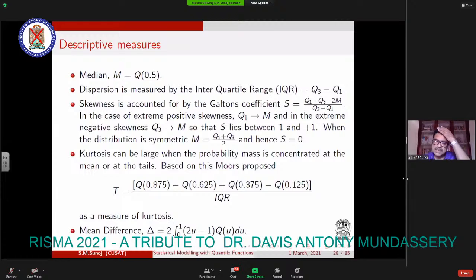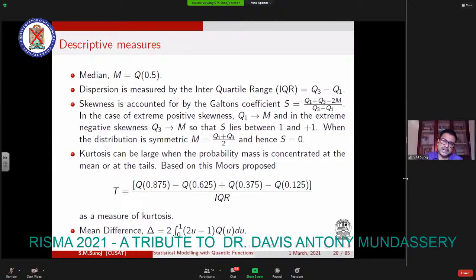Now, some of the descriptive measures in the context of quantile functions: by substituting U equal to 0.5, you get the median, and dispersion is measured by the interquartile range. What is the interquartile range? It is nothing new, you are all familiar with it: Q3 minus Q1. Galton's coefficient of skewness is explained through the three quantiles Q1, Q2, and Q3, and is given by (Q1 plus Q3 minus 2 Q2) divided by (Q3 minus Q1). The kurtosis can be measured using a formula involving Q of 0.875, and that expression will give you the kurtosis measure, and the mean difference by delta.